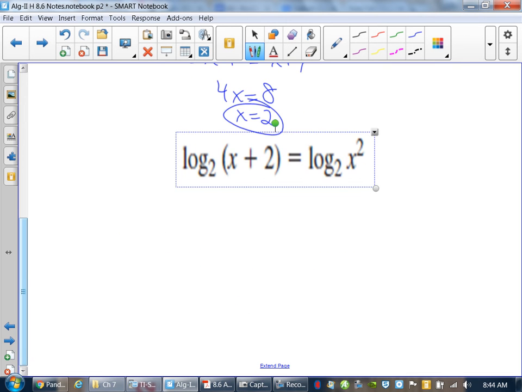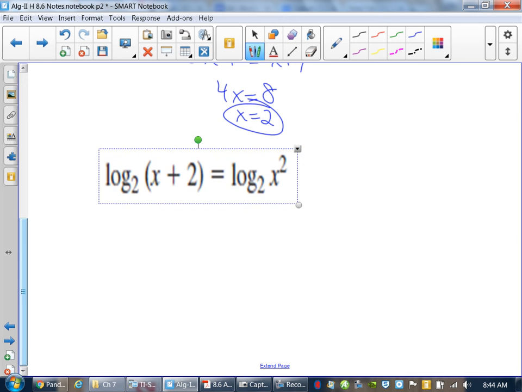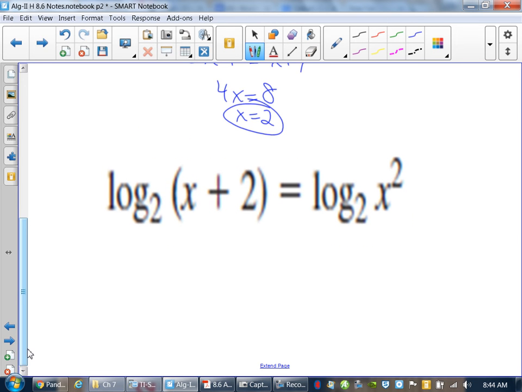But wait, there's more. Log base 2 of x plus 2 equals log base 2 of x squared.